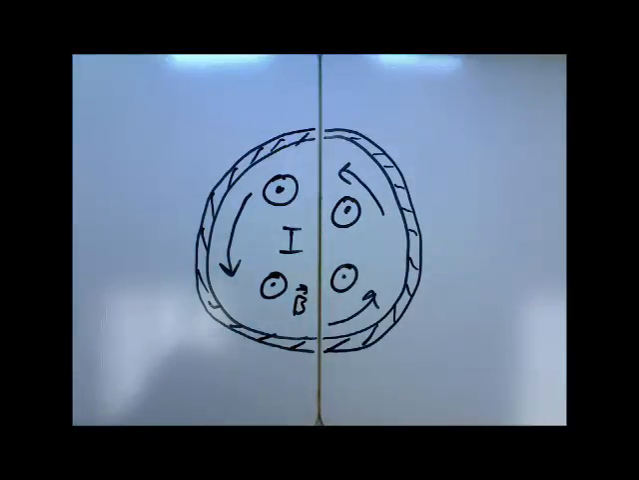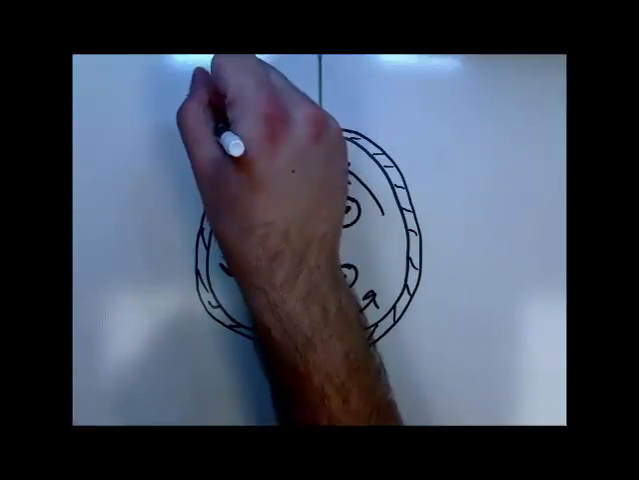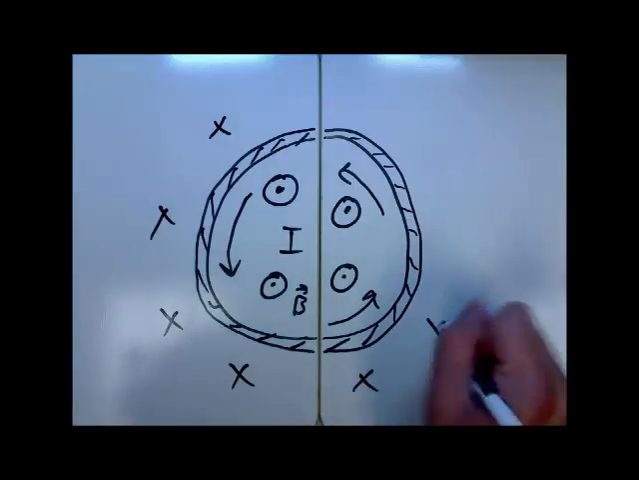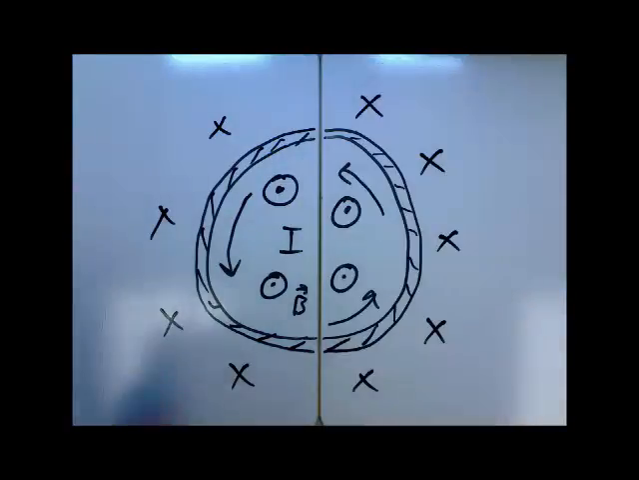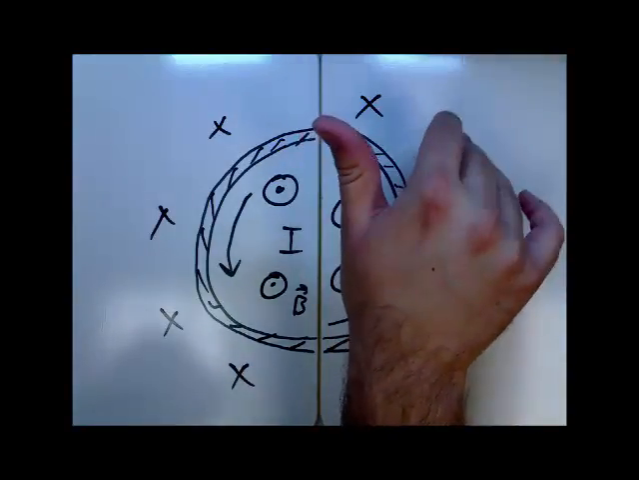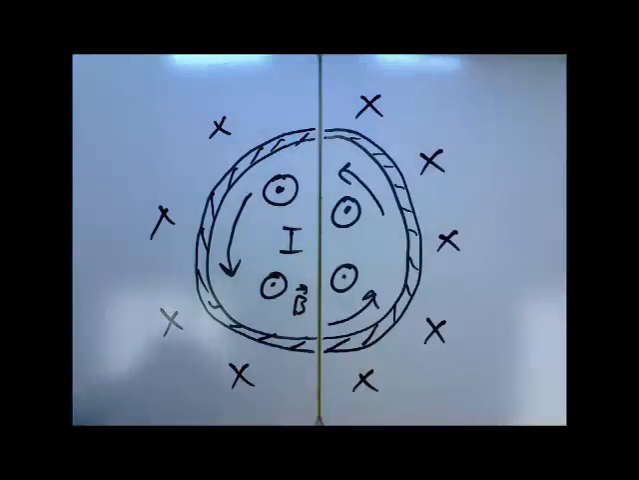Outside of the loop, however, the magnetic field is moving into the board, because when we curl our fingers outside of the loop, our fingers point downward.